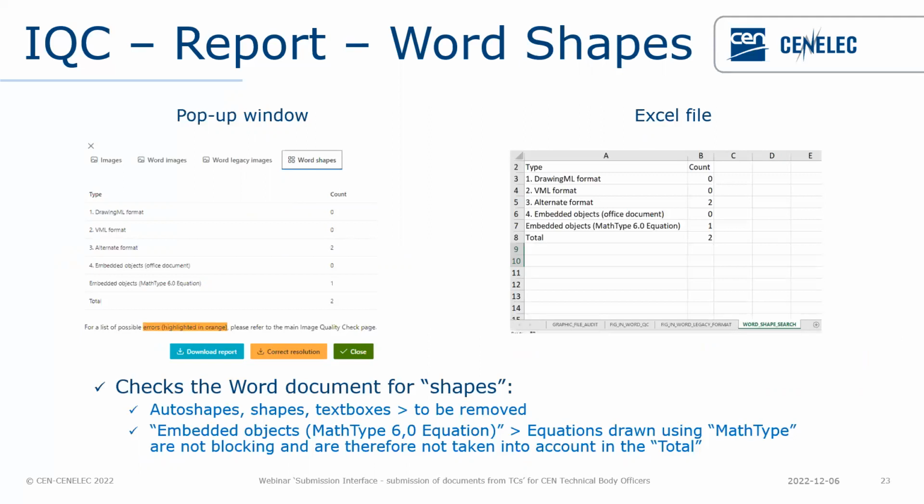On this tab, though, you do have one line that needs to be disregarded. Those are the MathType equations. They are just there for reference, just to know that there are equations over there. But if you see, when you have the total count, in the example here below, we have 2 in total. And when you see alternate format, there are 2 and 1 equation. So the equation is left out of the total.